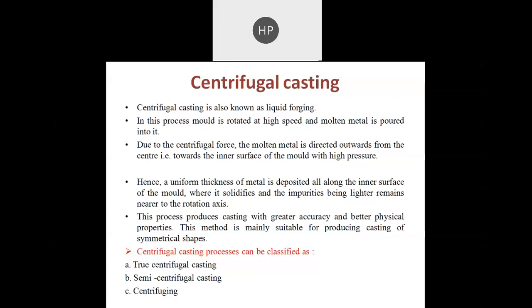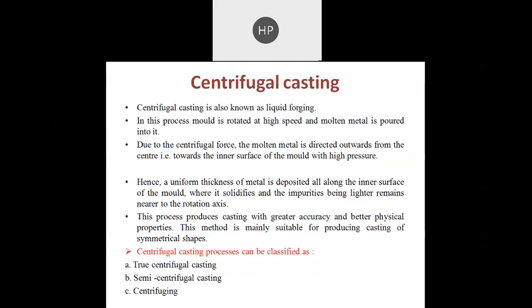We have talked about the casting process. We have also talked about the various categories of the casting process, and then we have talked about the sand casting process. We have talked about the investment casting process. We also talked about the shell mold casting process. We have talked about the pressure die casting process. In that one we have talked about hot chamber die casting and cold chamber die casting.